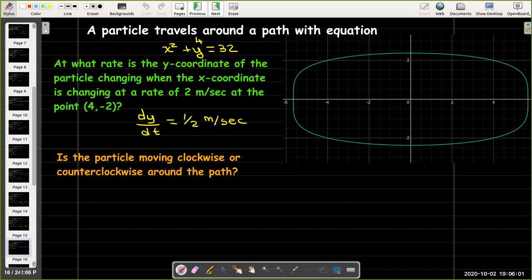All right, so the last part of this question: suppose that I've calculated that dy/dt is 1/2, and I'm given dx/dt is 2 meters per second. The question is, is the particle moving clockwise or counterclockwise around the path? Well, here at (4, -2) is where I've calculated it. And I know that the change in the x coordinate is positive, the change in the y coordinate is positive. And so the only way that could be is if it's moving counterclockwise.